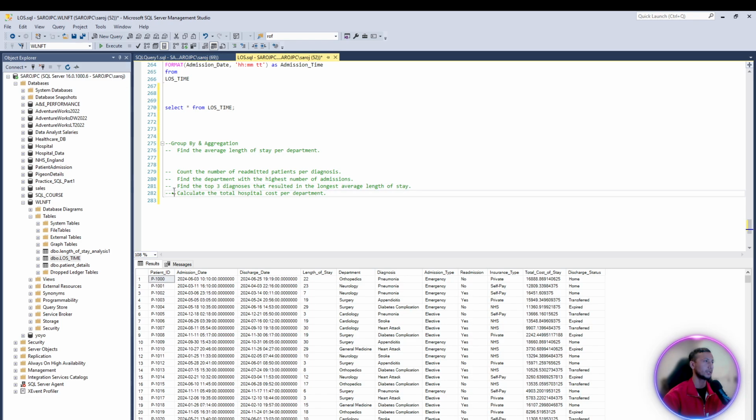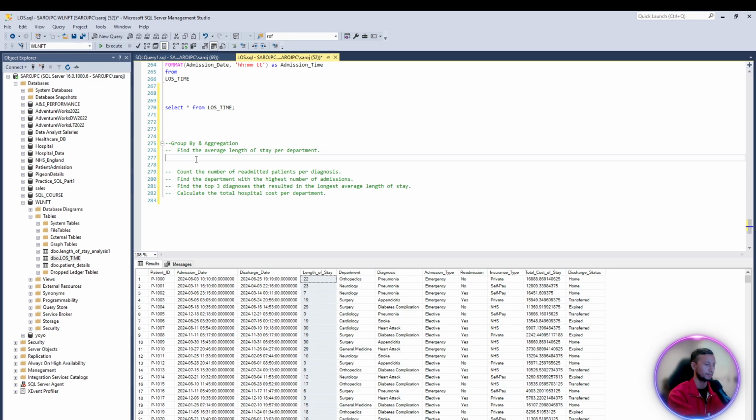So our first question is: find the average length of stay per department. What the question is looking for is that we have the department column and the length of stay, which is the length of stay for each patient. Now we want to get the data for each department and the average stay for each department. How can we do this?